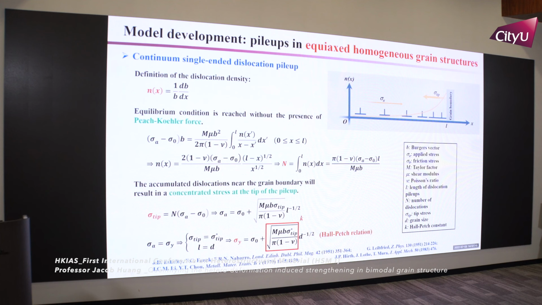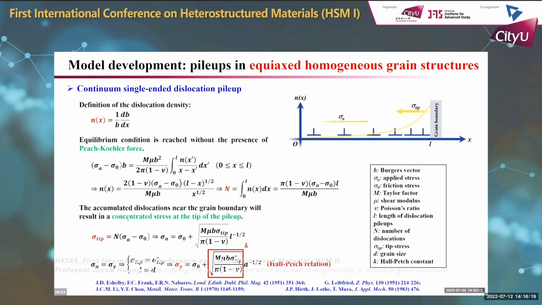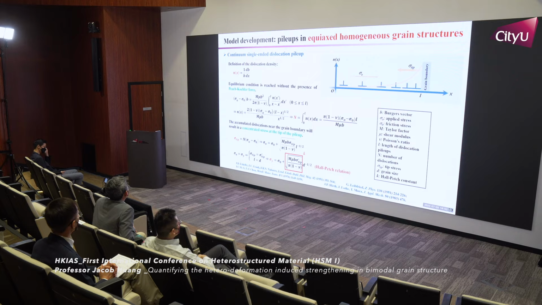The accumulated dislocations near the grain boundary will result in a concentrated stress at the tip of the pile-up. So the tip stress can be expressed by this equation. Finally, when the applied stress reaches the yield stress, the equation exactly matches the well-known Hall-Petch relationship. And the derivation has been summarized by Professor James Lee and Professor Russell Chiu in 1970.